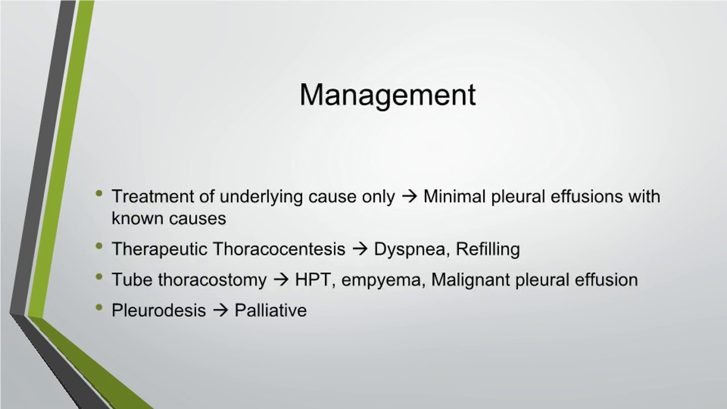In cases of minimal pleural effusions with known etiology, the underlying cause is treated. Therapeutic thoracocentesis is indicated only if the patient has breathlessness or recurrent accumulation of pleural fluid occurs. Tube thoracostomy or chest ICD insertion is done only in cases of hydropneumothorax, empyema, malignant pleural effusion and massive pleural effusion. Pleurodesis is done in select cases, such as palliative care in malignant pleural effusion.